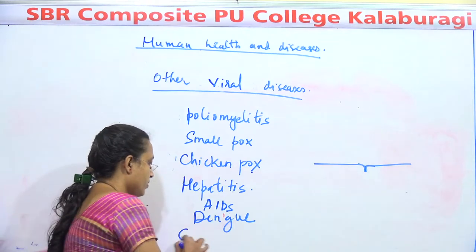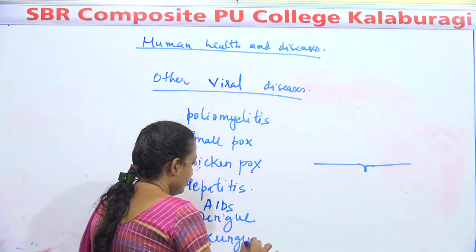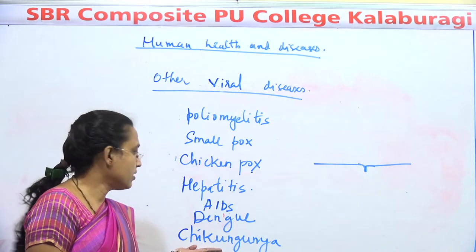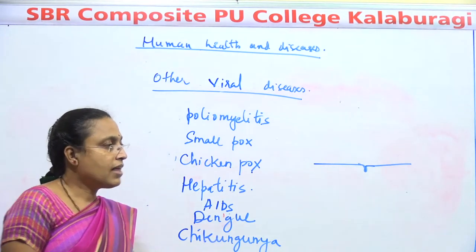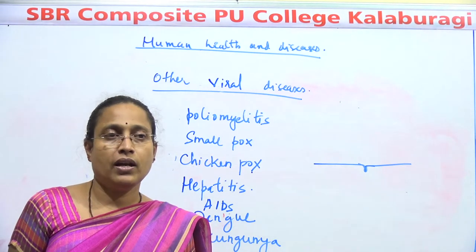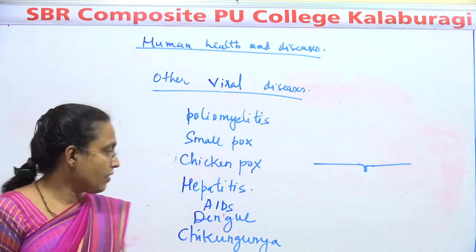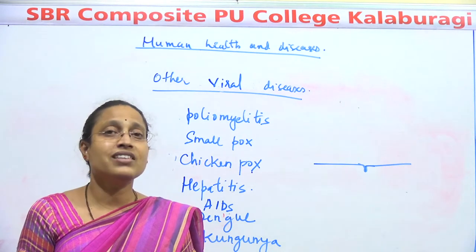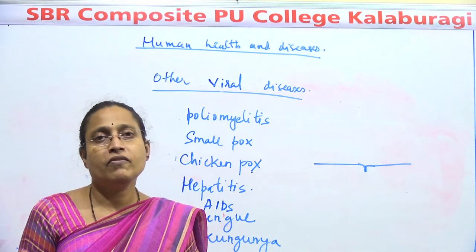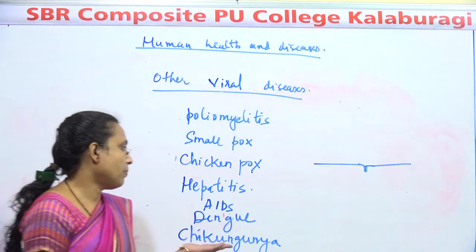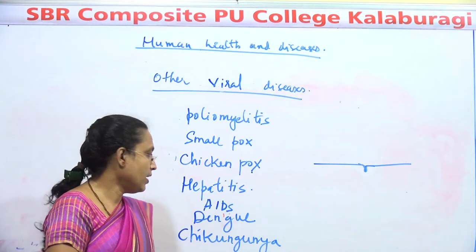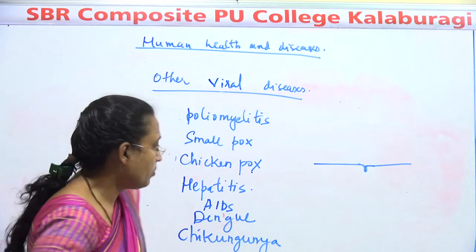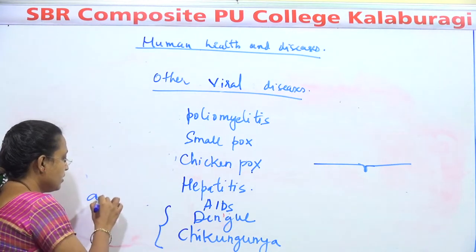The next is chikungunya. Chikungunya has nothing to do with the animal chicken, but is derived from an African word. It means that this disease causes severe joint pain in the person who suffers the infection by this virus. This virus is called chikungunya virus itself, and it causes severe, crippling joint pain. Because of this crippling joint pain, it is named chikungunya. These two can be spread by Aedes mosquito.